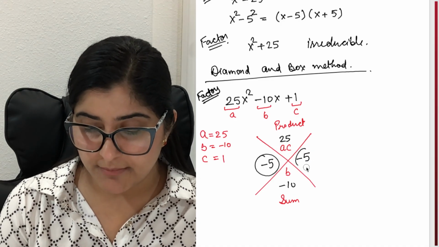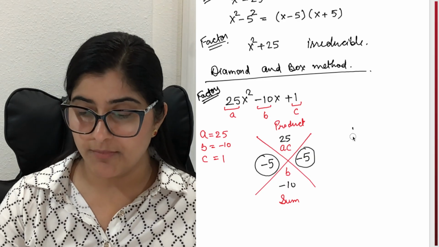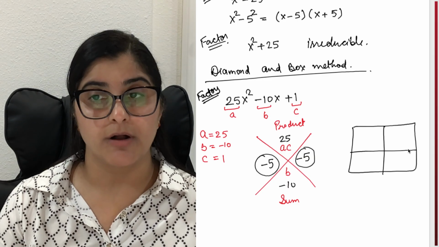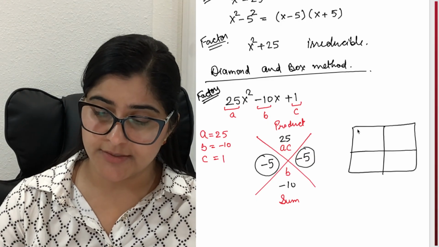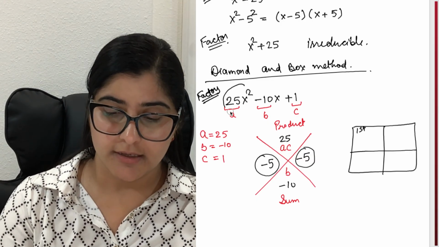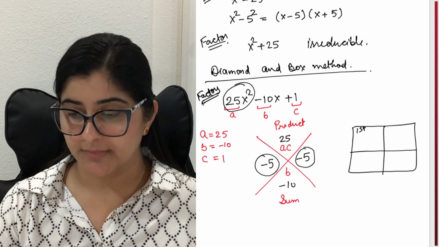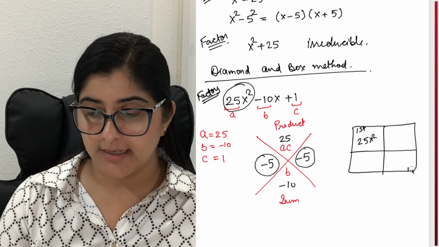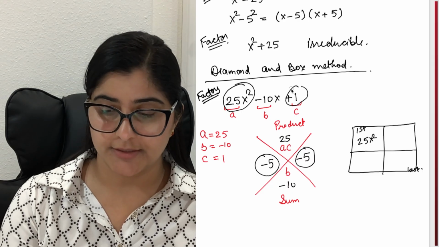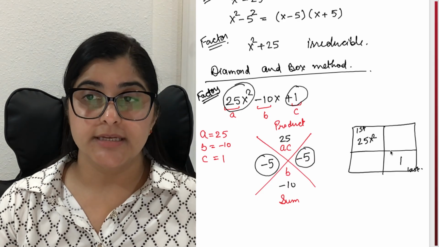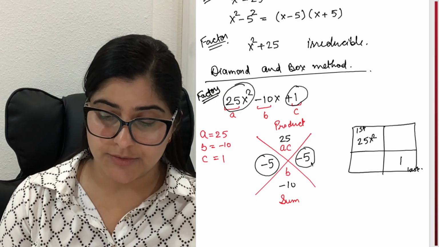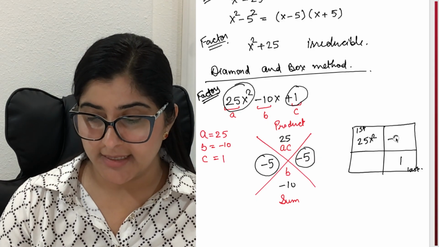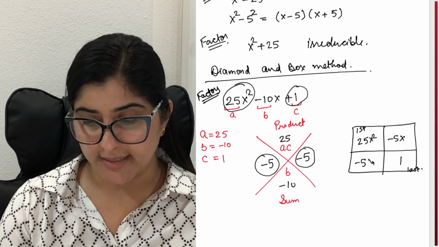When you have these two numbers, we will draw a 2 by 2 box, where the first entry is the first entry of the quadratic equation. So it is 25x squared. And this is the last entry of the quadratic equation, 1. And what will be these off diagonal entries? These will be these two numbers with x, because I didn't write the x term. So that is -5x and -5x.